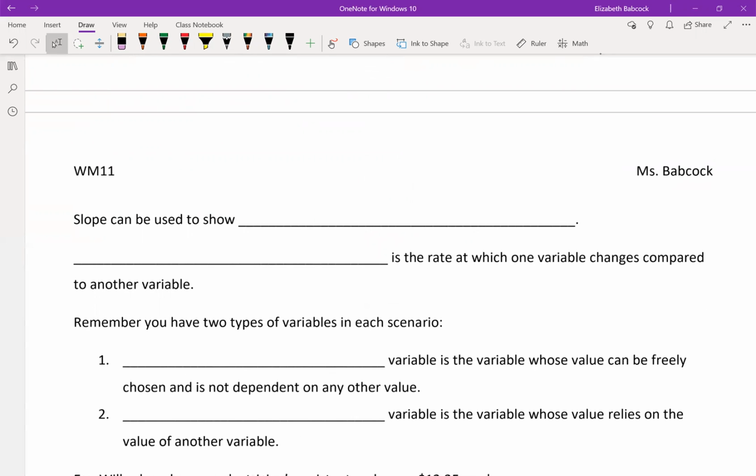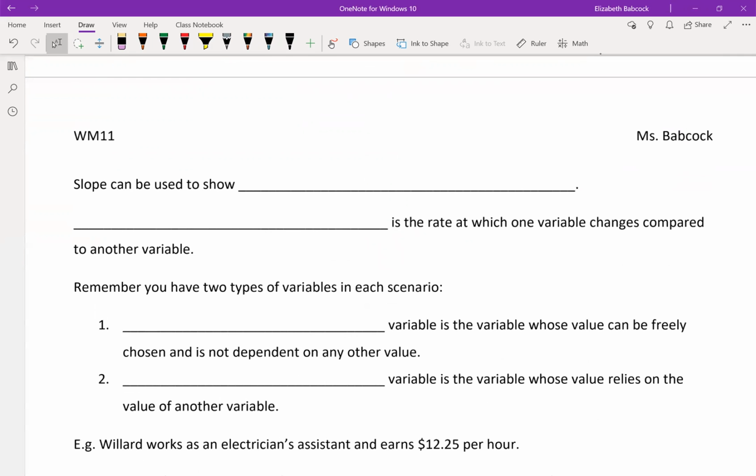Now, why are we doing all of this work with slope? We've already used it with percent grade, with elevation and all that stuff. But that's not the only thing it's used for. Slope can also be used to show rate of change, how fast something is changing. But what is rate of change? Rate of change is the rate at which one variable changes compared to another.